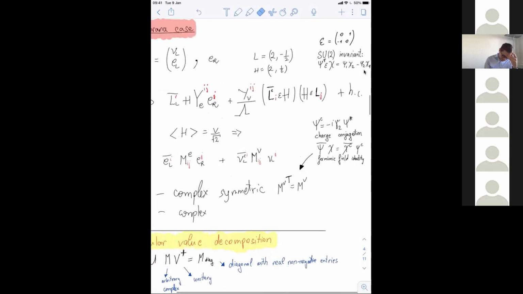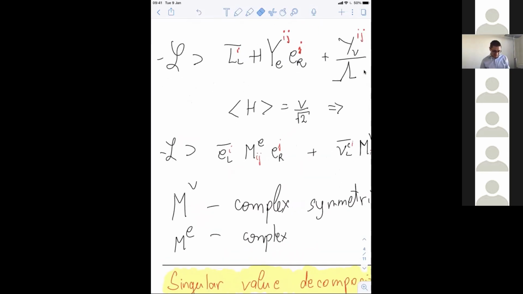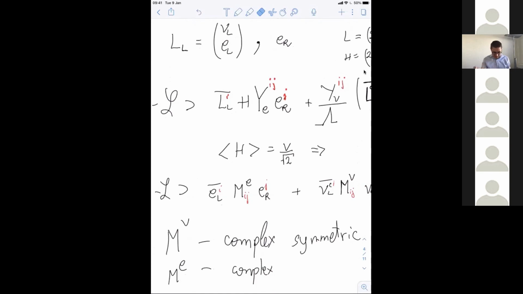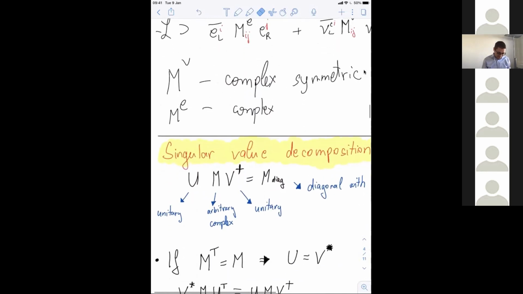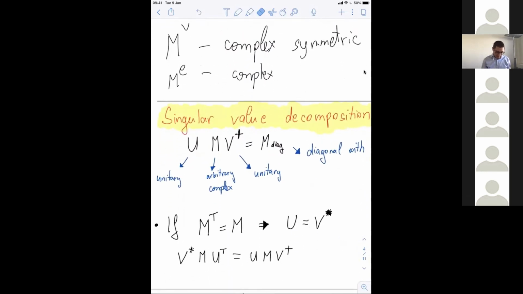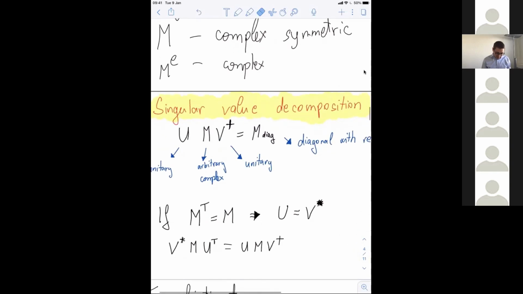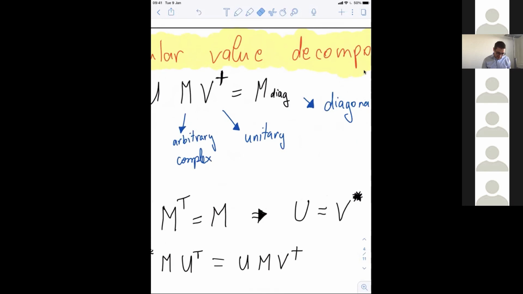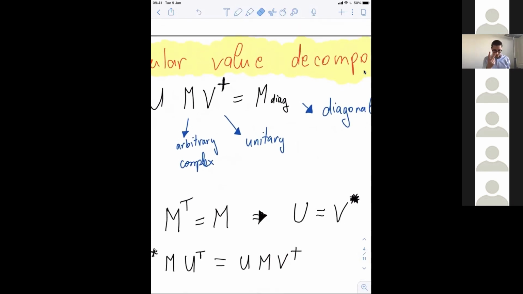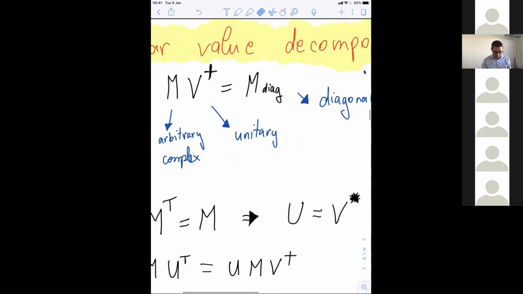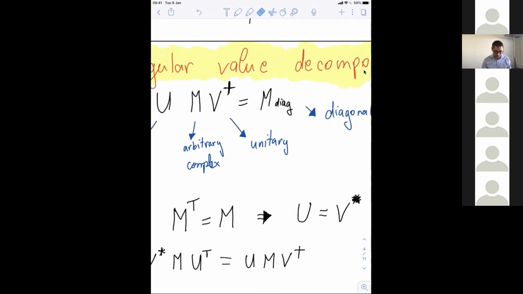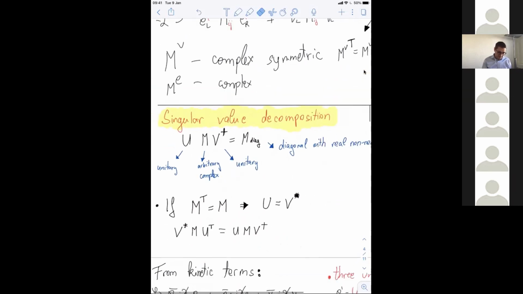All right. So the setup is a little bit different now. We have one matrix which is complex arbitrary, the other one is complex symmetric, the Majorana mass matrix. Again, we can use the singular value decomposition. In fact, for the symmetric complex matrix, we do not need two different unitary rotations, only one. In particular, if M transpose equals M, then V and U are the same matrix up to a charge conjugate. So there is only one matrix needed to do the rotation to diagonal for the symmetric case.